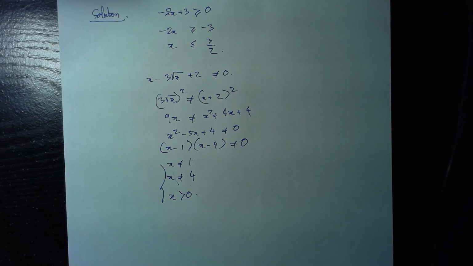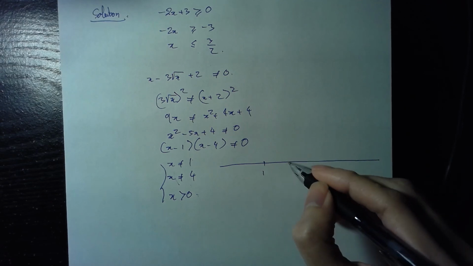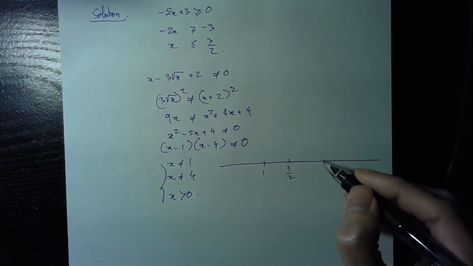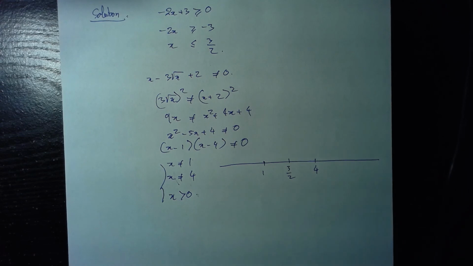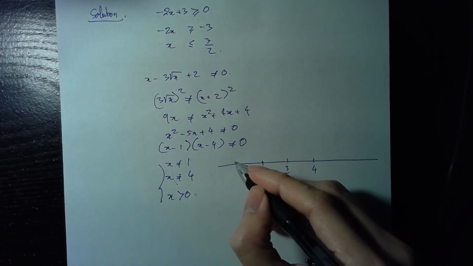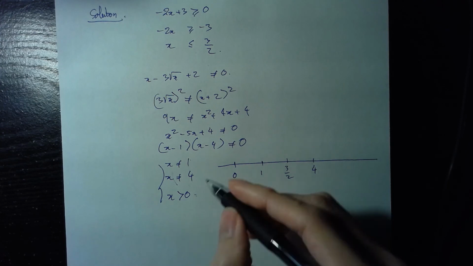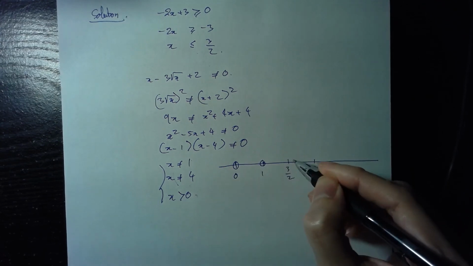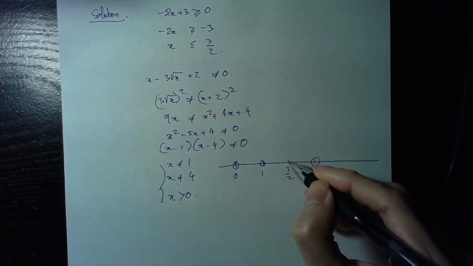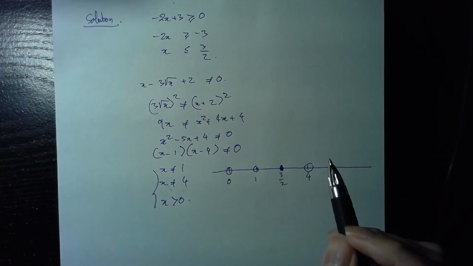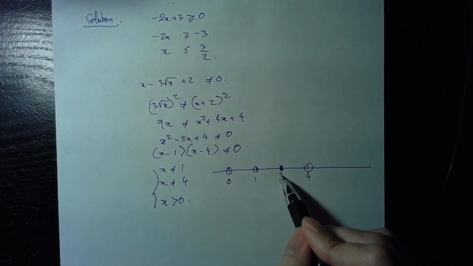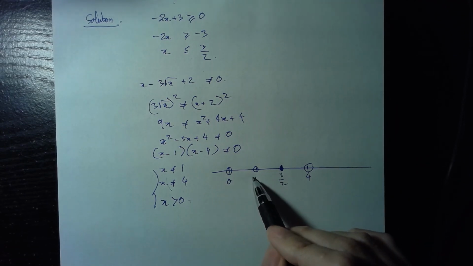So what we have here on the number line is 1 here, 3 over 2 here, 4 over here, and greater than 0 here. We don't want to include 1 and 4. We want to include 3 over 2, but x must be less than or equal to 3 over 2, greater than 0, and different from 1 and 4.